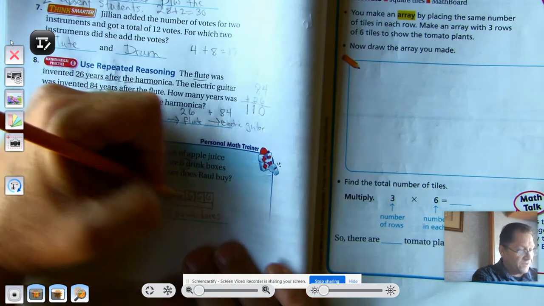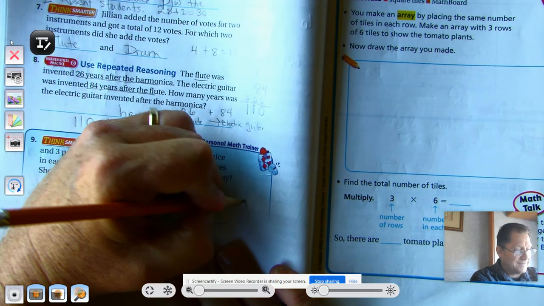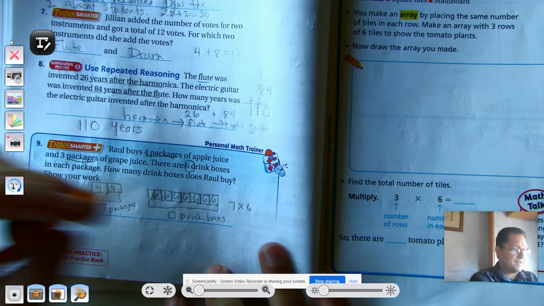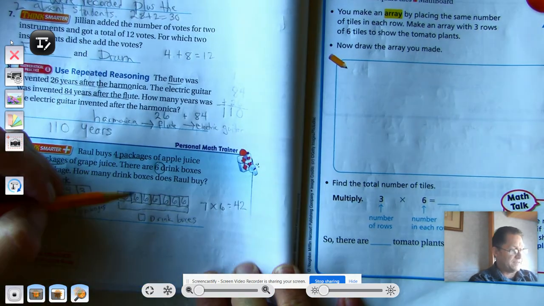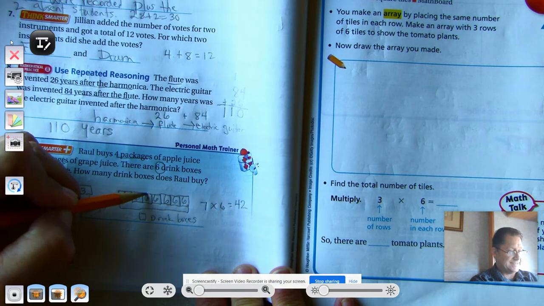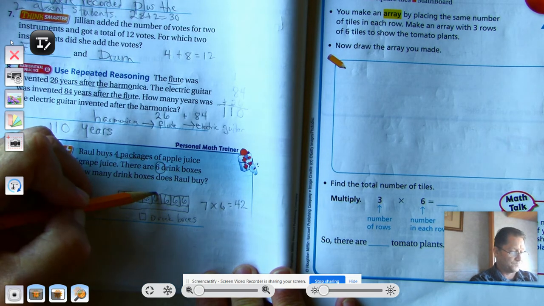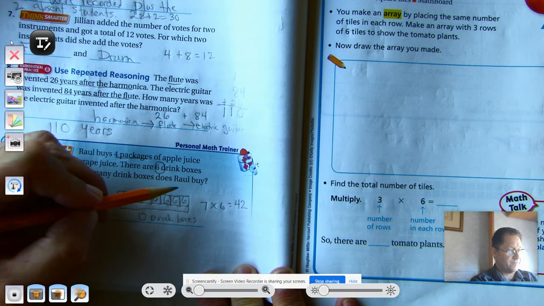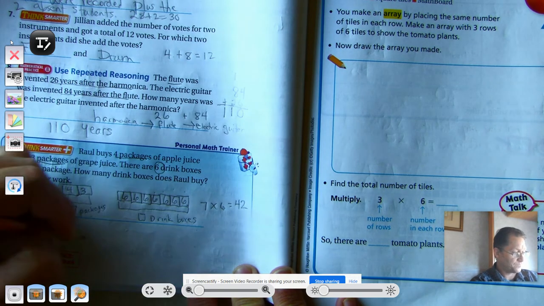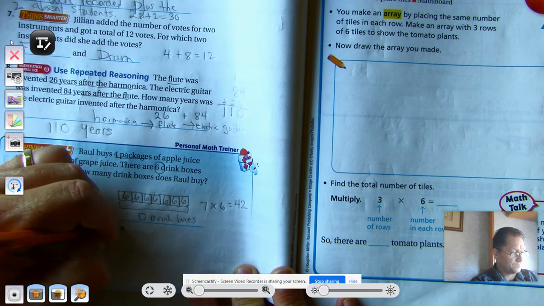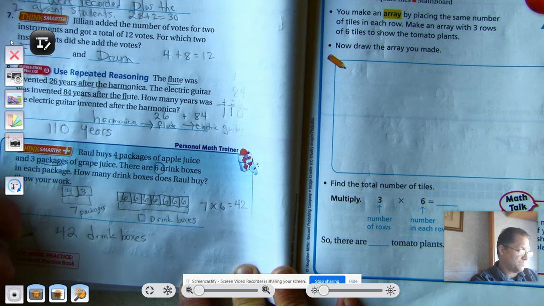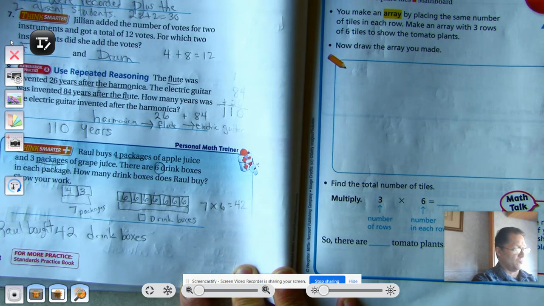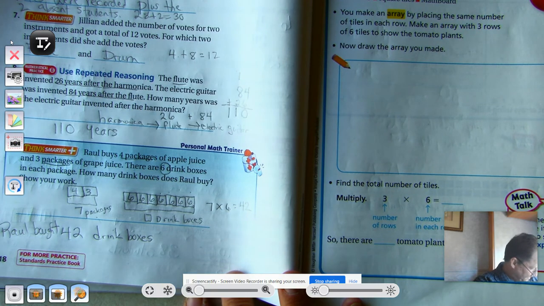So we can convert that to a multiplication problem of 7 times 6. And I know that 7 times 6 is 42. You can skip count this. 6, 12, 18, 24, 30, 36, 42. So Raul bought 42 drink boxes.